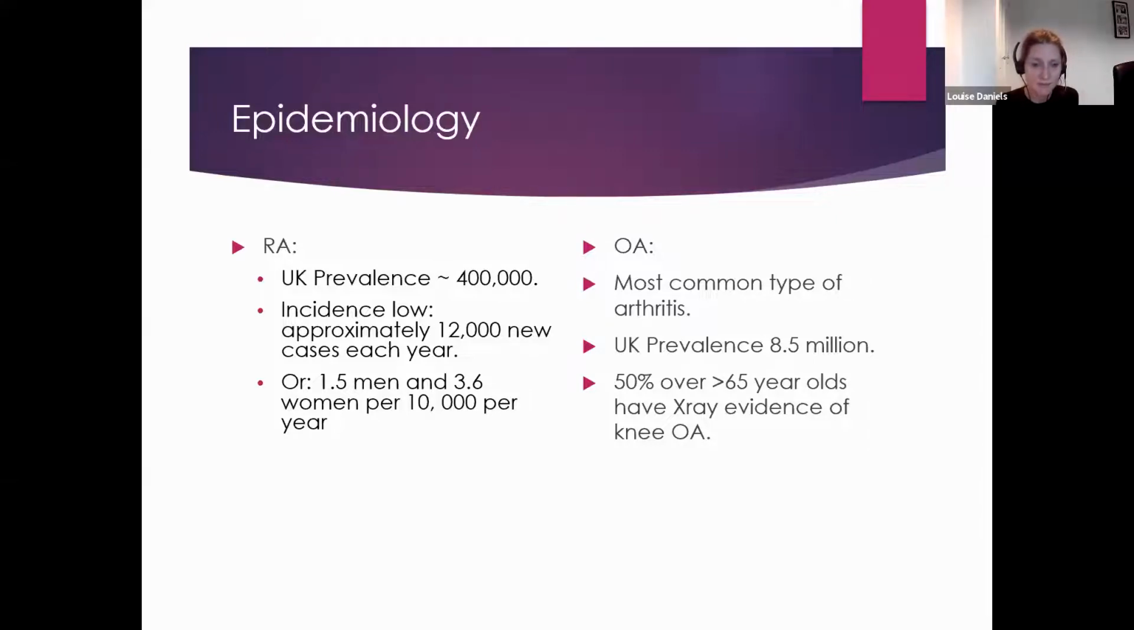The incidence is relatively low, so there's about 12,000 new cases a year, which equates to about 5 in a population of 10,000 people. So, in a GP practice covering 10 to 20,000 people, you might expect to see 5 to 10 new cases of rheumatoid arthritis per year.